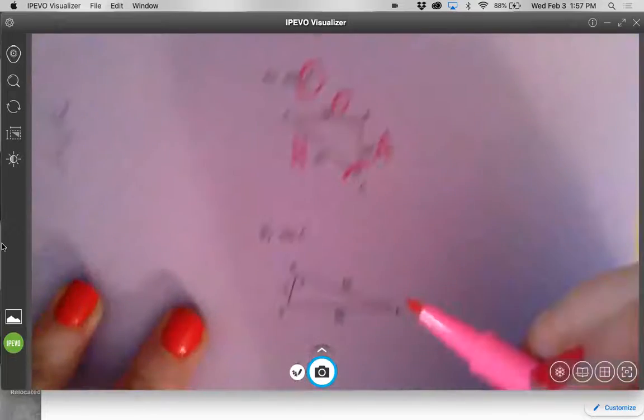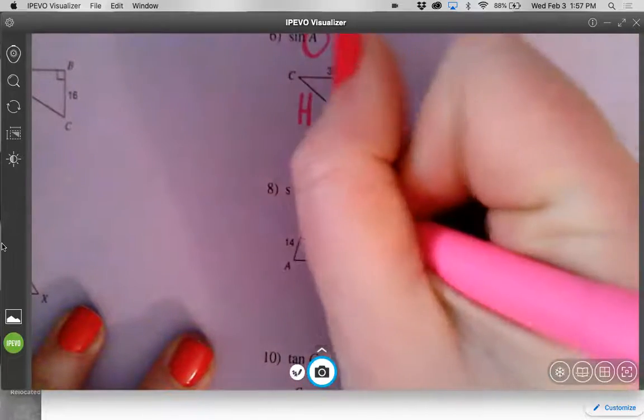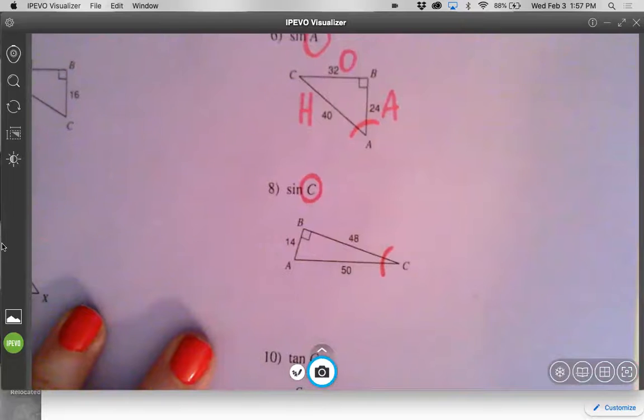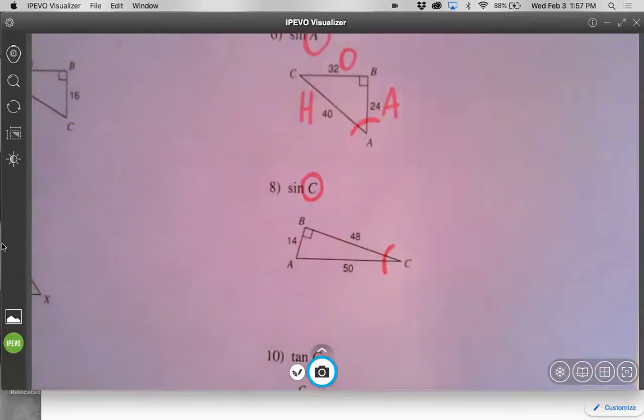And let's do number 8 as well. So sine of C. Here is C. I want to see what you go ahead and label them first. I'm going to give you a minute to think, and then we'll check them.